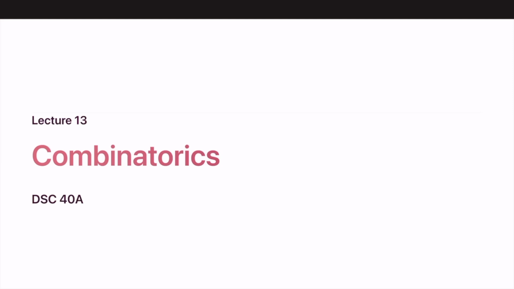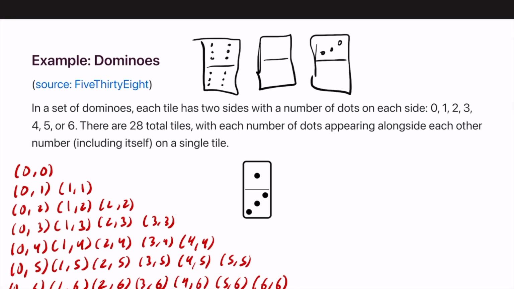Okay, let's get started with lecture 13, which is about combinatorics, and combinatorics is all about counting. We'll start by finishing off the domino problem from last lecture, and here we have a set of 28 domino tiles. Domino tiles have numbers on each side of the tile. So, for example, 6 and 6, or 0 and 0, 3 and 0, and they could, of course, be rotated as well. So you could have something which is functionally equivalent like that.